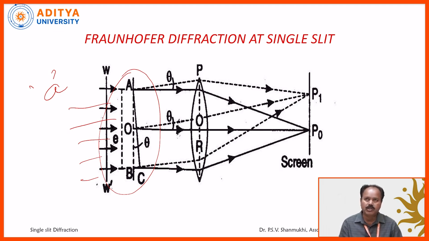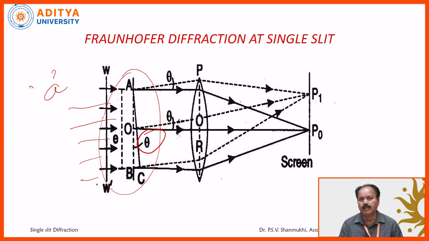Actually, the basic definition of diffraction is the bending of light rays. Bending is a common phenomenon, that's why the light rays will bend. How much will they bend? The angle of deviation is given by theta. So, the light rays are passing through this.